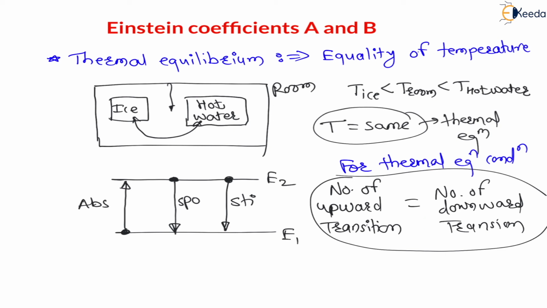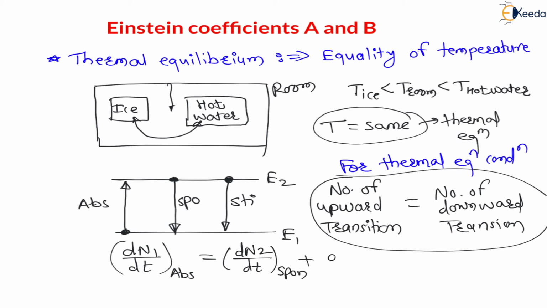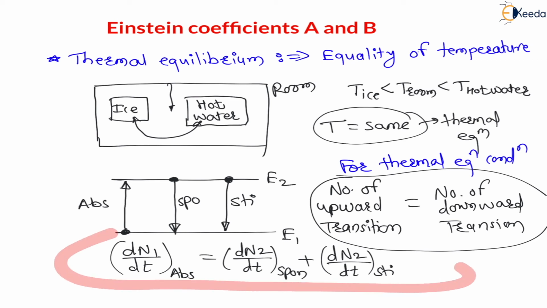So my dear students, therefore we can say the rate equations are equal. How to write these rate equations? For upward transition, the rate equation is dN1 divided by dt, that is for absorption, and it must be equal to the rate for downward transition. For downward transition, it is dN2 divided by dt of spontaneous emission, plus dN2 divided by dt of stimulated emission. This is called the equilibrium condition.